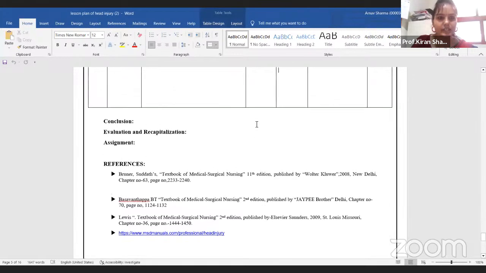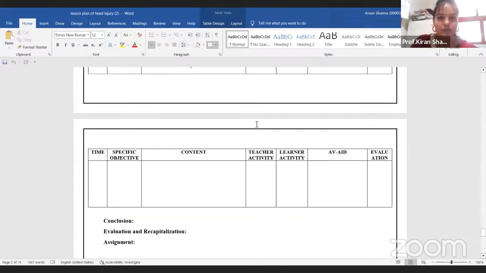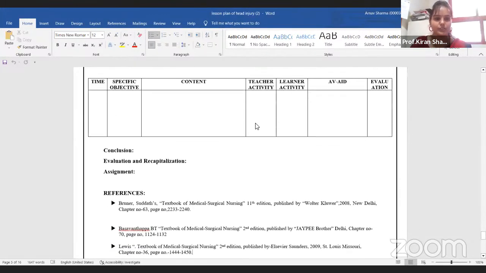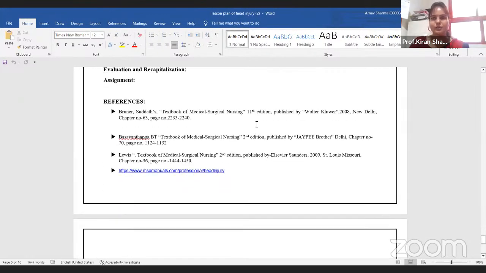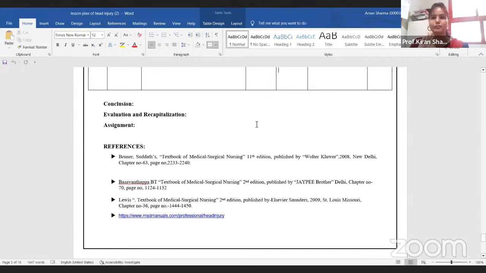Now it is visible: conclusion, evaluation, and recapitulation, assignment. Okay, so this is all about the format. At the end, we need to write the conclusion. And in the conclusion, as I have said, we have to write the reflective thinking. So as a whole idea of that particular topic, we write it as a conclusion. And then evaluation and recapitulation.